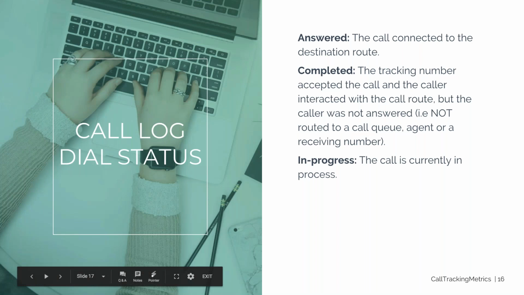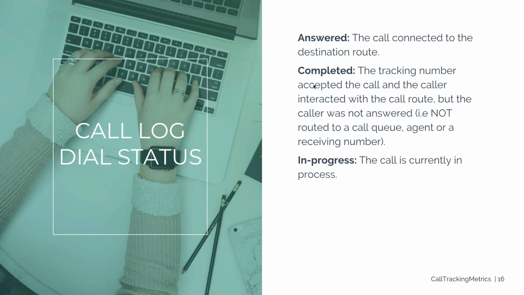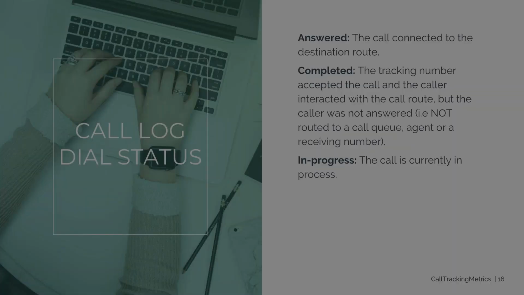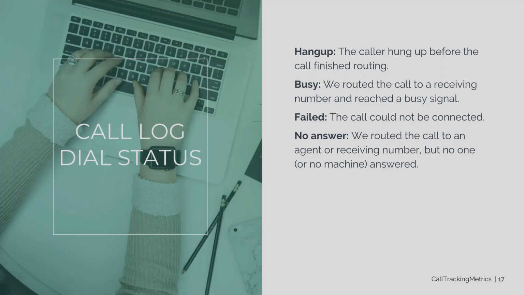So we have several call log statuses, and it is important to understand them. A lot of them are pretty straightforward. Answered is the call was connected to its destination route. Completed, the tracking number accepted the call and the caller interacted with the call route. In progress means that the call is currently in progress. Pretty straightforward. Hang up means that the caller has hung up before the call finished routing.